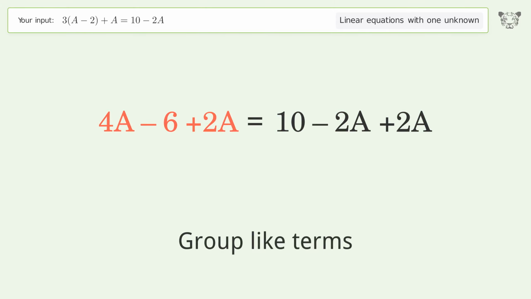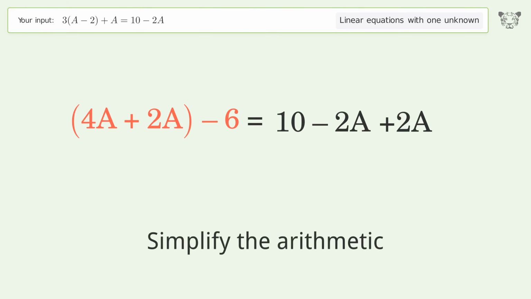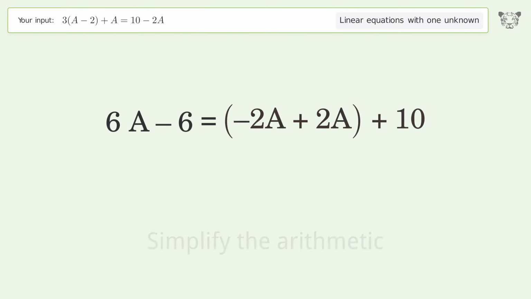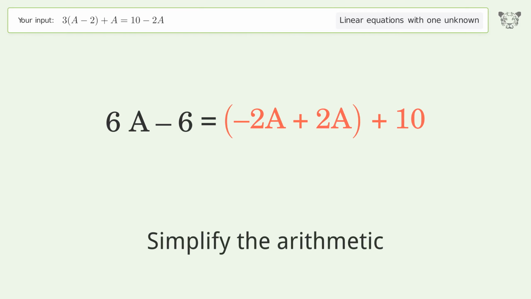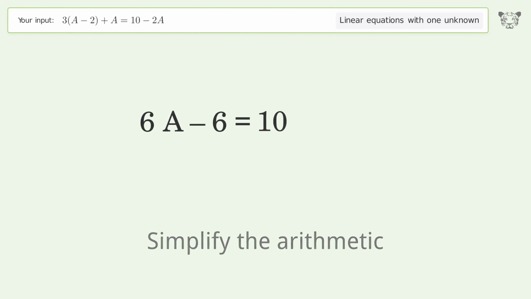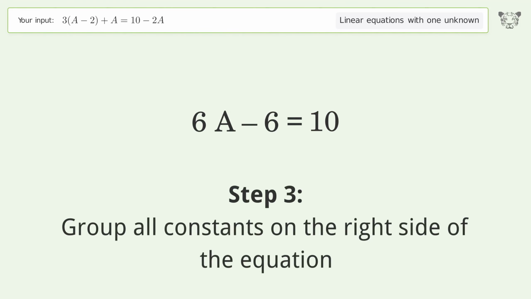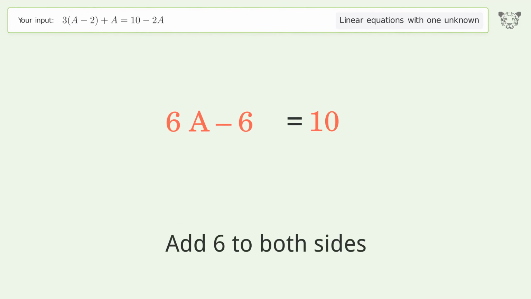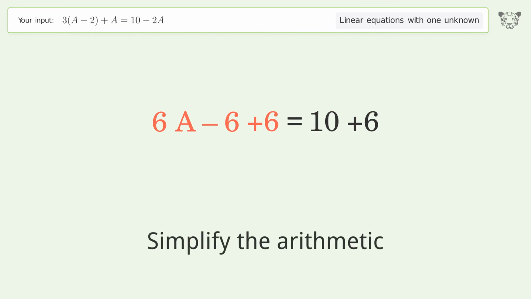Group like terms. Simplify the arithmetic. Group like terms. Simplify the arithmetic. Group all constants on the right side of the equation. Add 6 to both sides. Simplify the arithmetic.